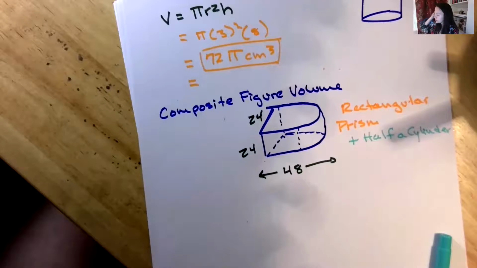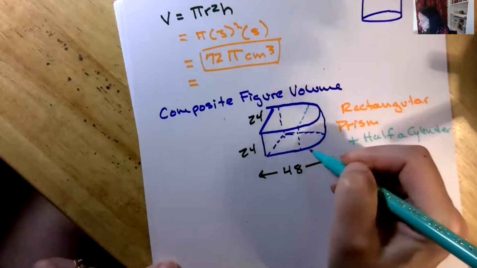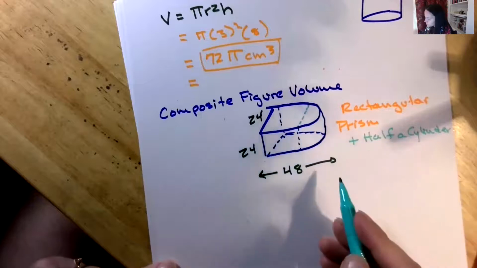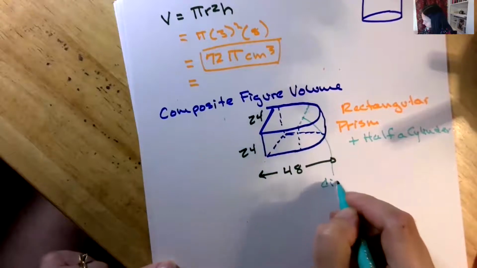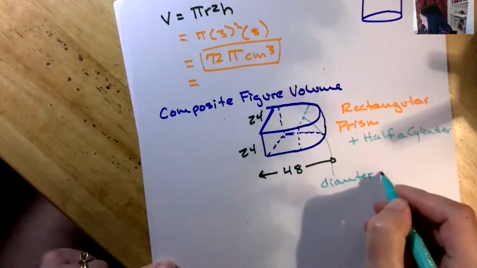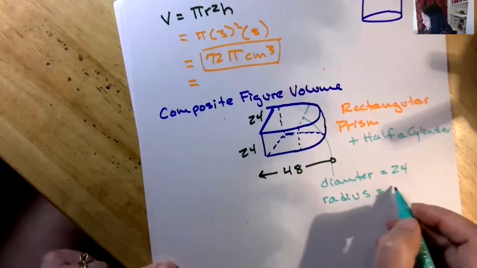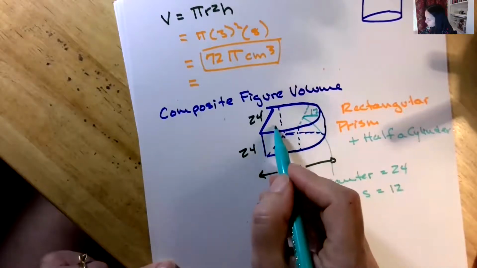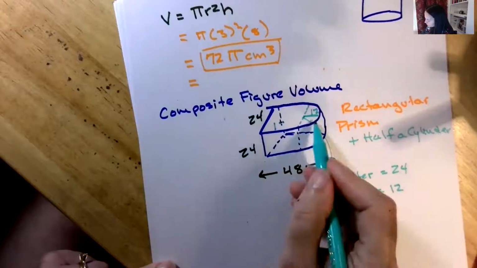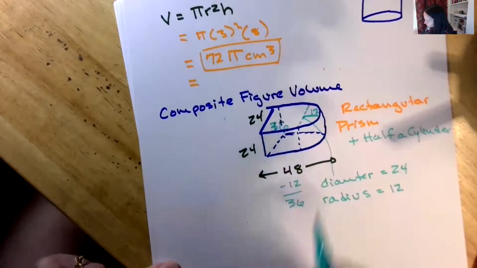Okay, so how can we figure this out? Well, we can assume in this case that this is a half cylinder, and so we know that the diameter of our cylinder is 24. So the diameter equals 24, which means our radius is equal to 12. So this right here is 12, which means this will be 48 minus 12, which is 36.